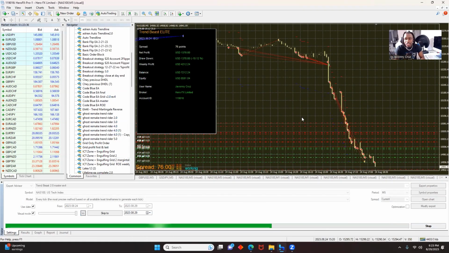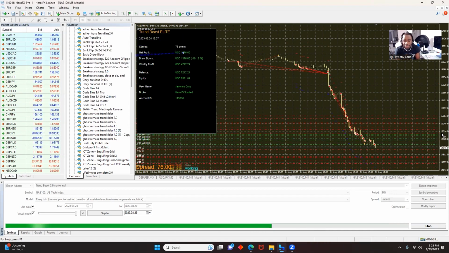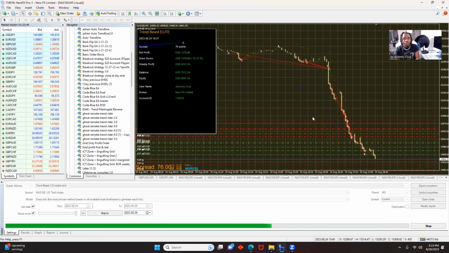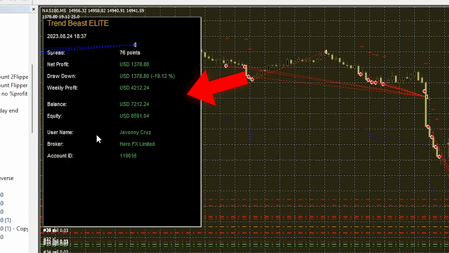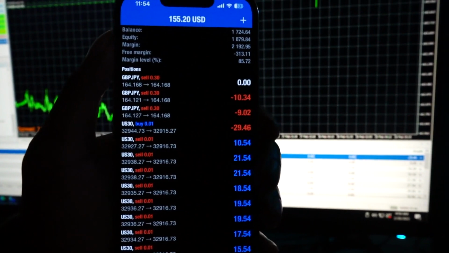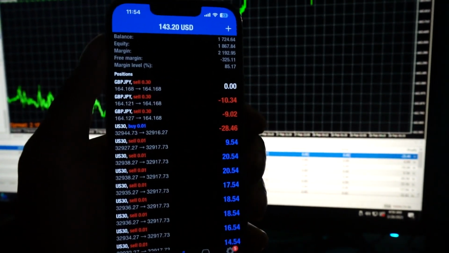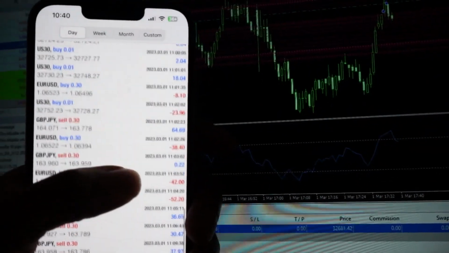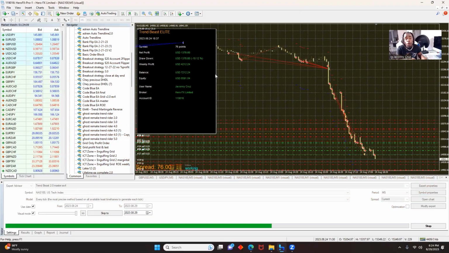As you guys can see, the Trend Beast is taking full advantage of this trend as it keeps taking in sell entries with stop losses and TPs in place, as you guys can see. That's why we were able to flip this 3K account to $8,591 so far and $4,212 in weekly profit. So now you guys see how I was able to completely flip my $2,000 account to almost $8,000 in just a couple days in my old version of the Trend Beast. And this is going to be nothing new, just way more profitable because it's way more safer now.